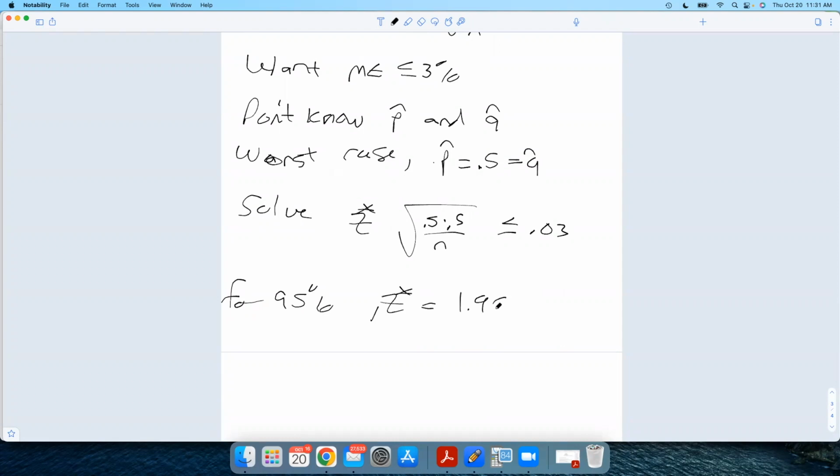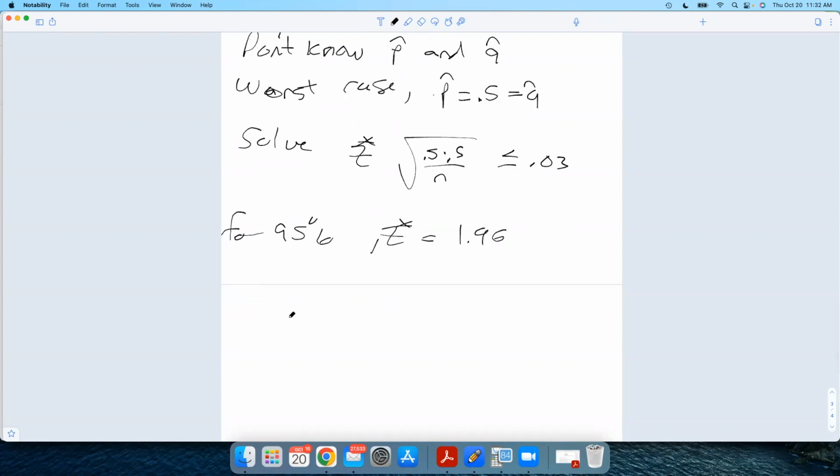So that's in our table. Again, you don't have to have that memorized. I've just done this so long, I know that one. I can never remember the one for 99%. Those are in that document. Make sure you wrote them down in your notes. But this is the one for 95%. So I'm trying to solve 1.96 times the square root of 0.5 times 0.5 over N less than or equal to 0.03.